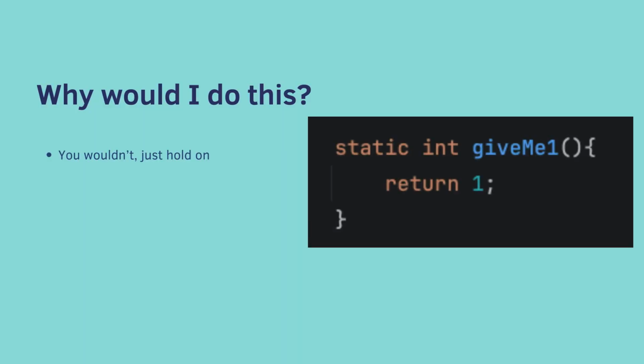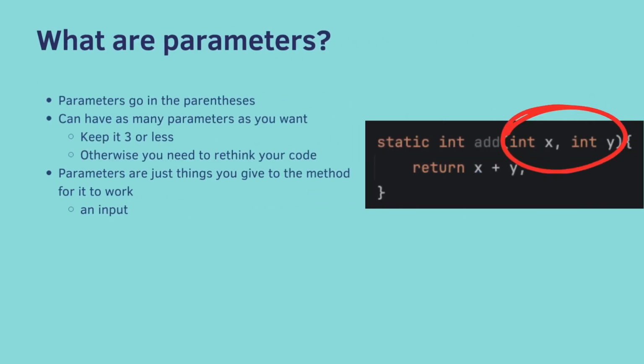Okay, so why would I do this? Why would I write a method that just returns one? You wouldn't. All right, just hold on. So next up, we have parameters. So parameters go in the parentheses. You can have as many parameters as you want, but generally speaking, you should keep it three or less. Otherwise, you need to rethink your code. Parameters are just the things you give to the method for it to work. So think of this as your input. If you look at this method on the right, you have two inputs, x and y, and we're returning the sum of the two inputs. So this method is called add. The point of the method is to add two numbers.